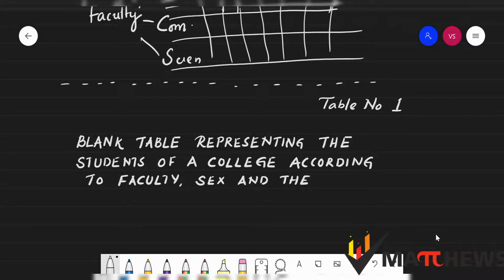Students, keep it in your mind, whenever we are writing the title, it should be very clearly representing. No shortcut letters or short form words should be used, and no symbols should be used in the title. The title should be very clear like this. Table number 1 is all about blank table representing the students of a college according to faculty, sex, and the class, students. Is that clear?